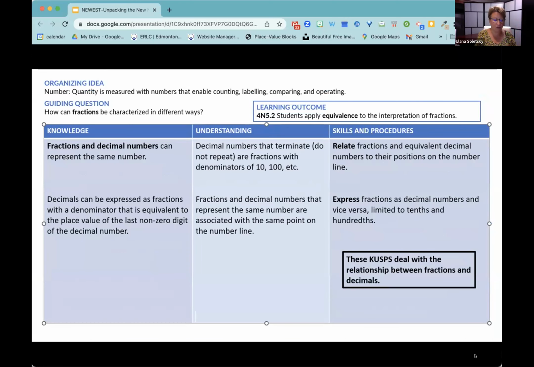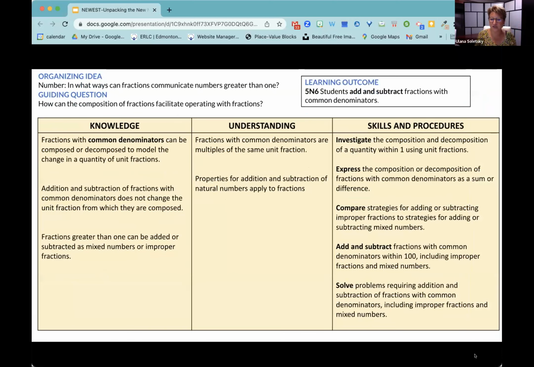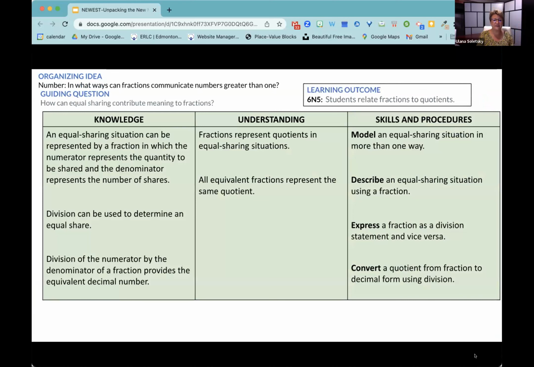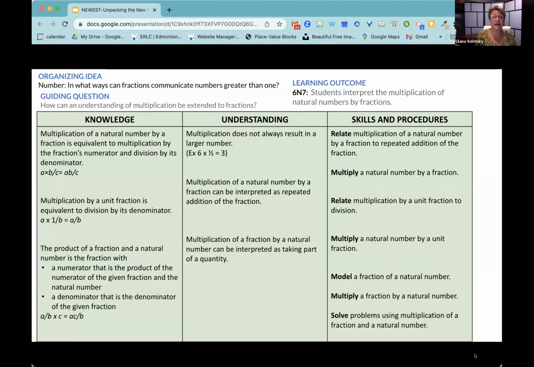And I'm going to just go through these quickly. Sorry, Betty, because Betty made me some beautiful slides here, but I really want to get to using those manipulatives and not run out of time. But grade 4, they're doing equivalence. Grade 5, they're talking about improper fractions. We're adding and subtracting fractions with common denominators. And I want to show you how easy it becomes when we're using manipulatives. Grade 6, they relate fractions to quotients, and they add and subtract fractions with denominators within 100. And also we interpret the multiplication of natural numbers by fractions.